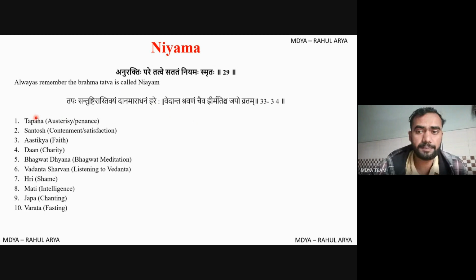Types of the Niyama: Tapa, Santosh, Astikyam, Danam, Aradhanam Harehe, Vedant Sravanam, Hri, Mati, Japa, Vrata.